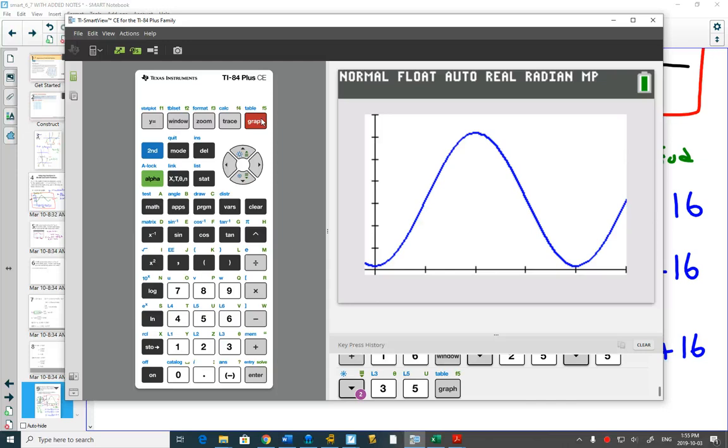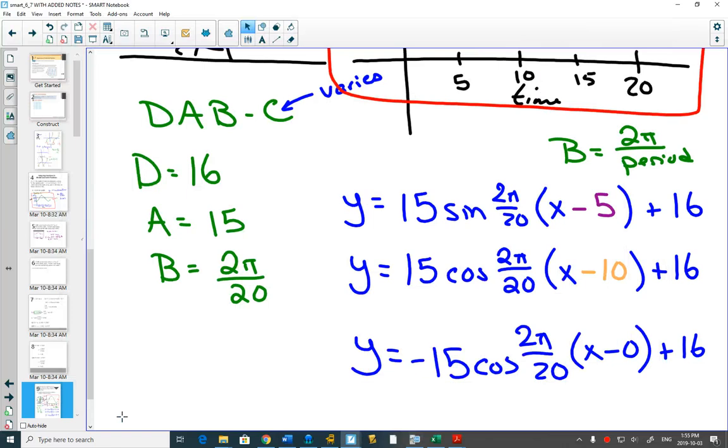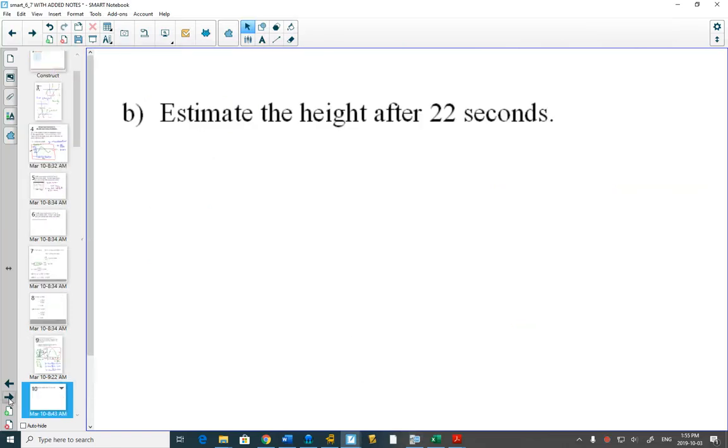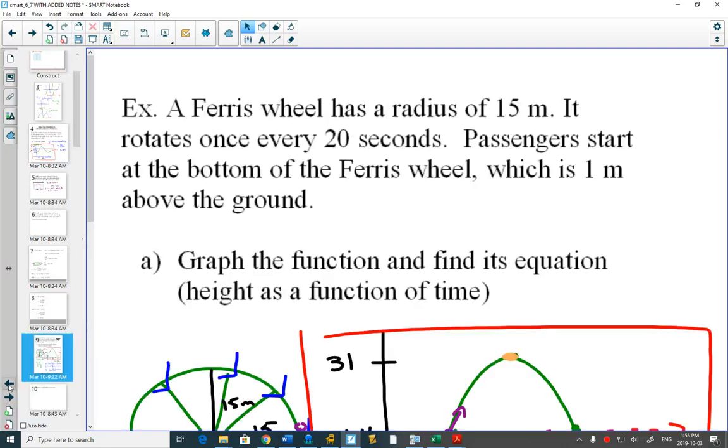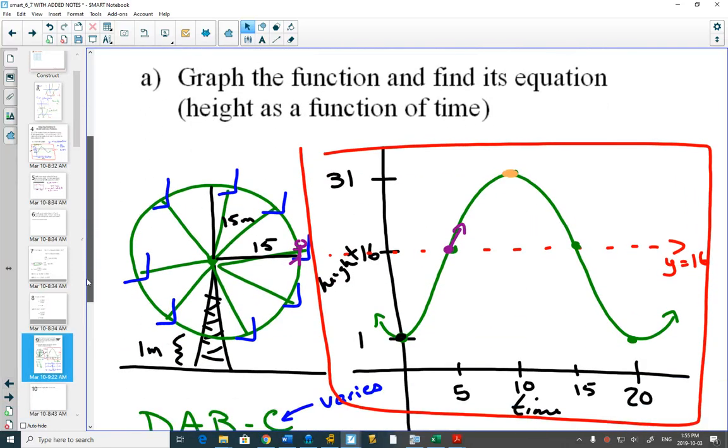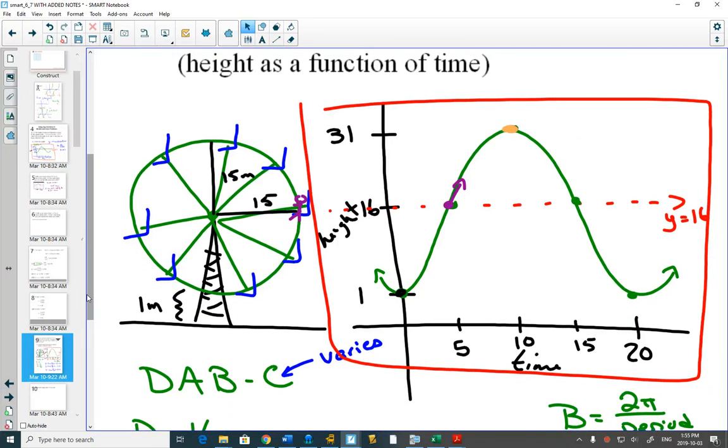Now for parts B and C, it says estimate the height after 22 seconds. So estimate means you don't have to get it exactly. You look on our graph here, 22 seconds would be about there. You go up, go over, and do an estimate. According to my graph, it looks like maybe about 4 meters.